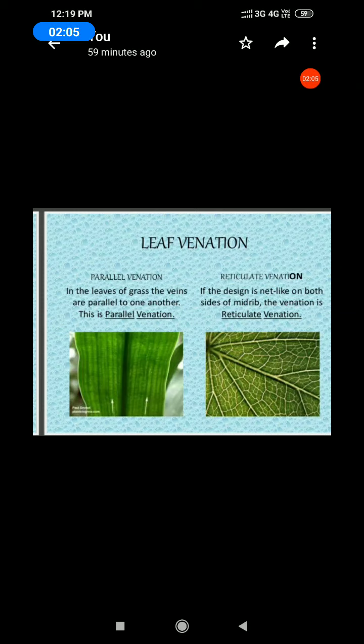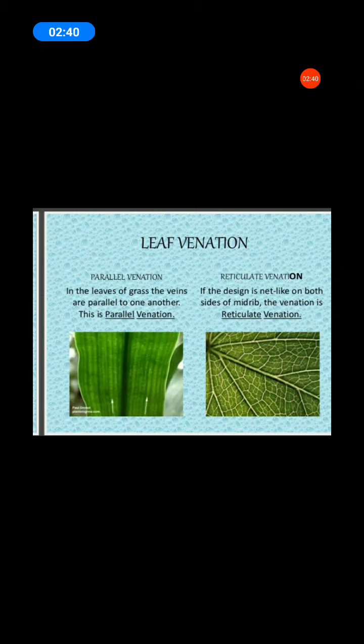Next, vein. What is a vein? These lines on the leaf are called veins. What is the midrib? Listen, what is the midrib? The prominent, thick line in the middle of the leaf is called the midrib. Next, leaf venation. What is meant by leaf venation? The design made up of veins in a leaf is called leaf venation.